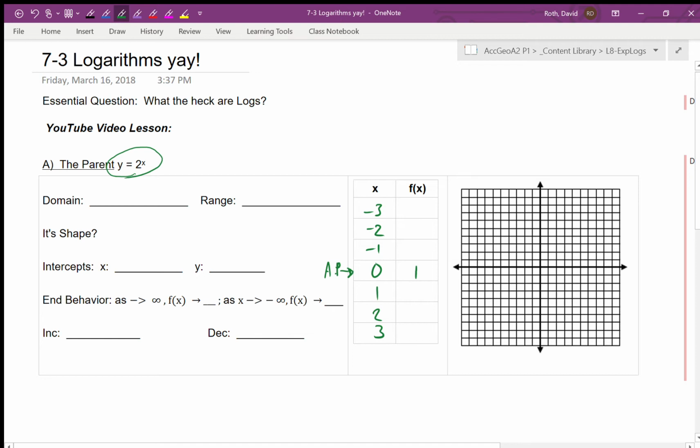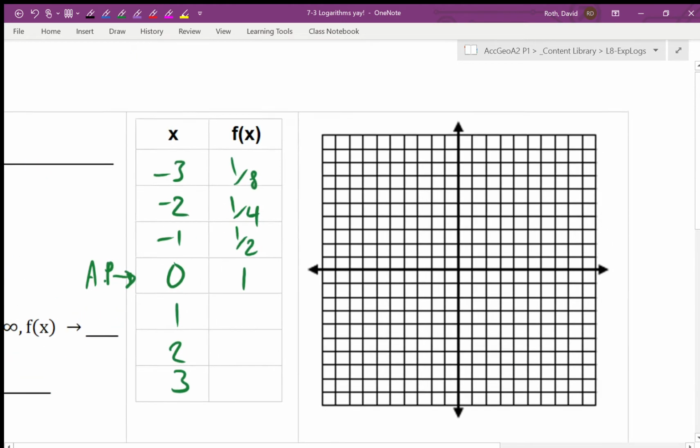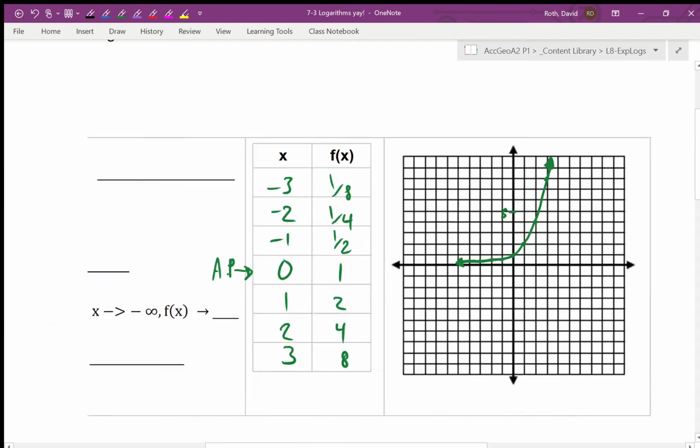And so 2 to the negative 1, of course, is 1/2, 1/4, and 1/8. And when we made a graph over here, it's really, really close to zero, and then it's 1/2, and then it's 1. And of course, 2 to the 1 is 2, 4, 8. That'll be 8 right here. Okay, easy to get my parent function for exponent.